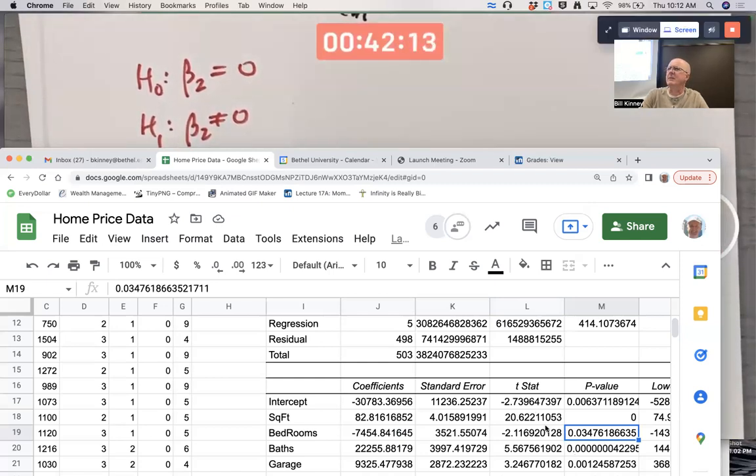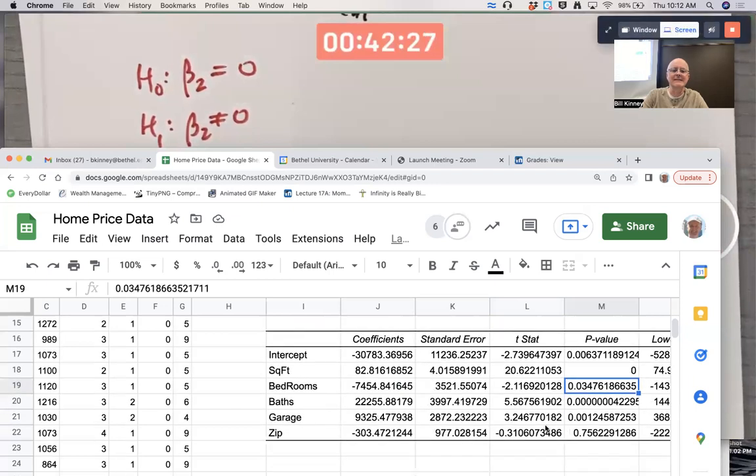What's the degrees of freedom here? Is it n minus 1, n minus 2? Got a guess? Anybody do the reading? And tell me the degrees of freedom here. Anybody read ahead?